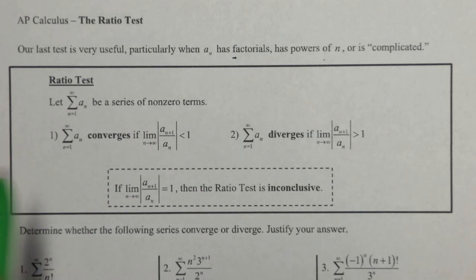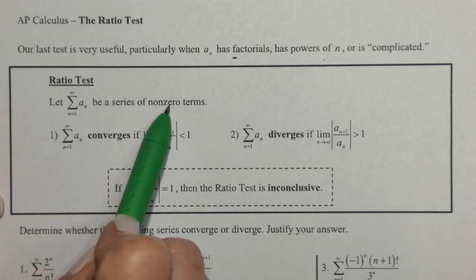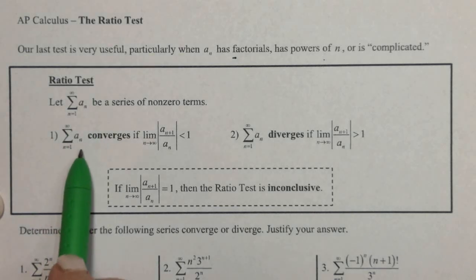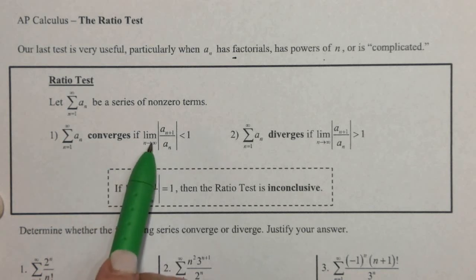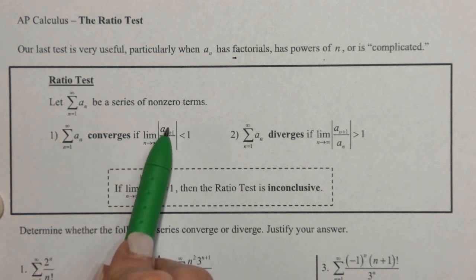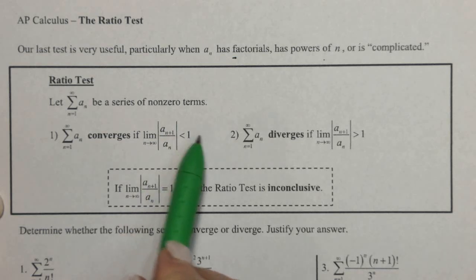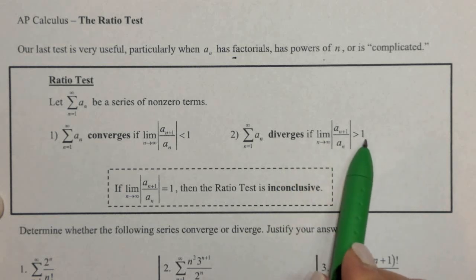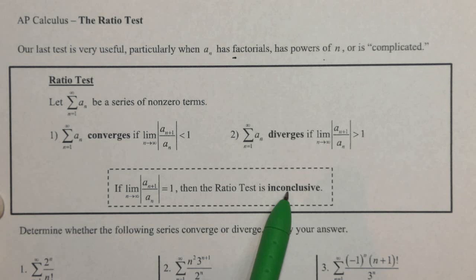So first of all, let this series be a series of non-zero terms. So 0 is not one of our terms. The test is quite easy. The series converges if the limit of the n plus 1 term divided by the n term is less than 1, and diverges if that limit is greater than 1. If the limit is equal to 1, then the ratio test is inconclusive. We cannot use it. We must go use one of our other 7 tests.